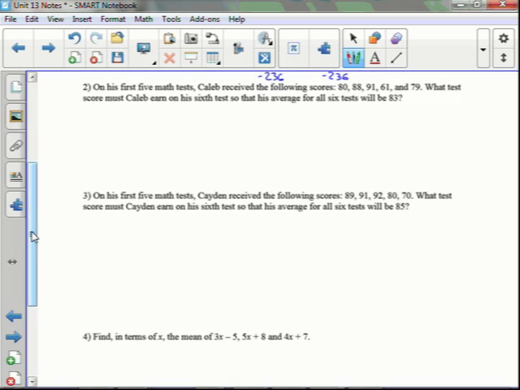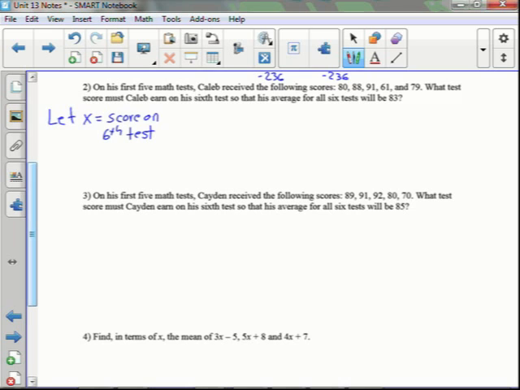I want to do number 2, and then I'm going to jump down and do number 4. On its first 5 math tests, Caleb received the following scores: 80, 88, 91, 61, and 79. What test score must Caleb earn on his 6th test so that his average for all will be an 83? So here again, let's do a let statement. Let's let x equal the score on the 6th test.